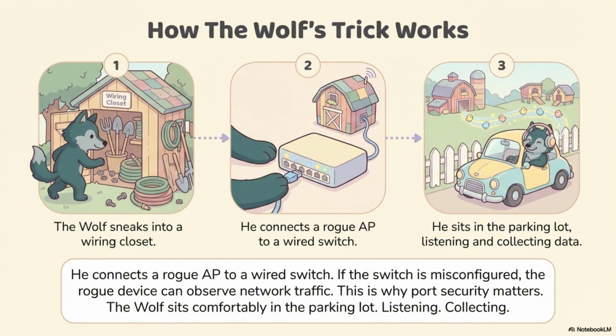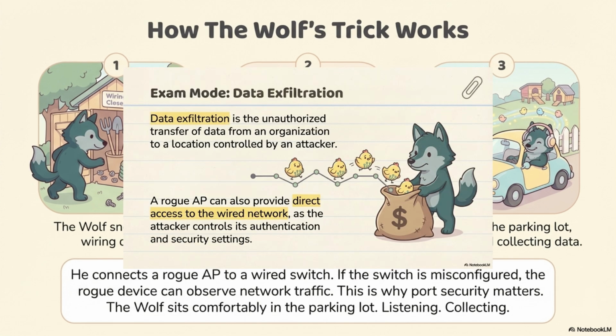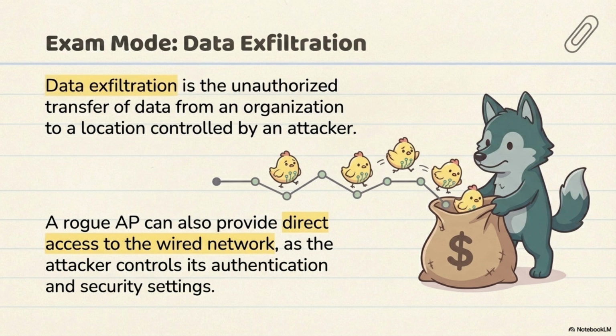The rogue access point can then rebroadcast captured traffic wirelessly. The wolf sits comfortably in the parking lot, listening, collecting. Exam mode. Data exfiltration is the unauthorized transfer of data from an organization to a location controlled by an attacker. A rogue access point can also provide direct access. The attacker controls authentication and security settings. From there, the wired network is exposed.